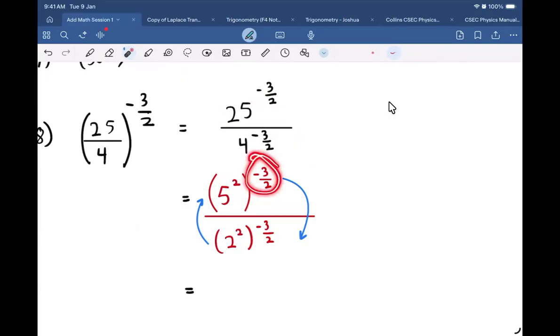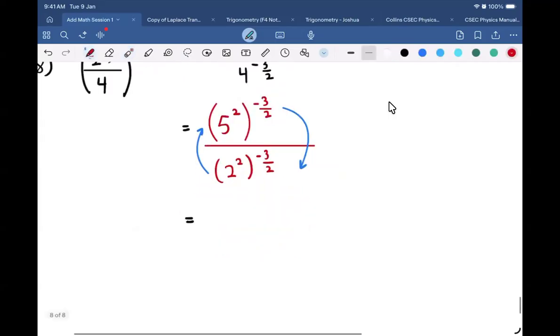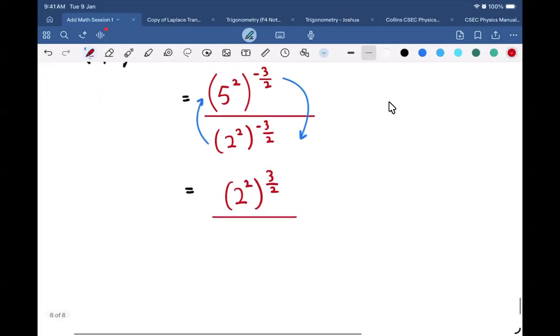So negative power over here, it's not happy. Send it to the bottom. Negative power over here, it's not happy. Send it to the top. Great. So we're going to end up with 2 to the power 2, to the power 3 over 2, on top, and 5 to the power 2, to the power 3 over 2, on the bottom. Very simple from here, right?